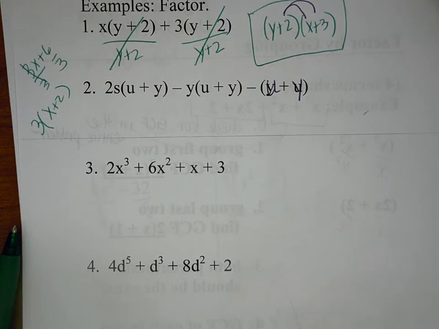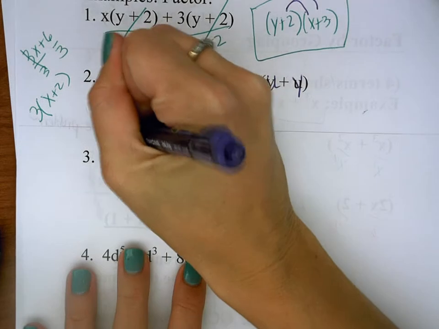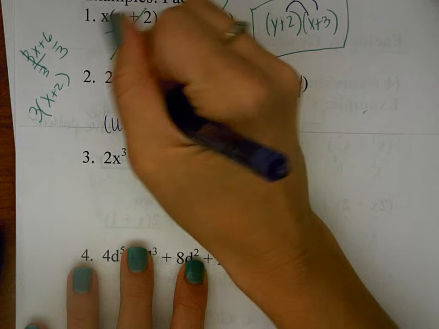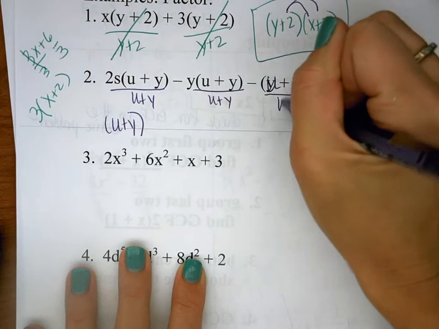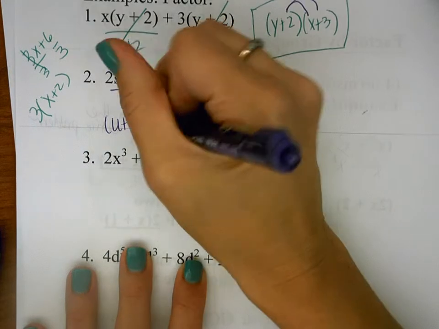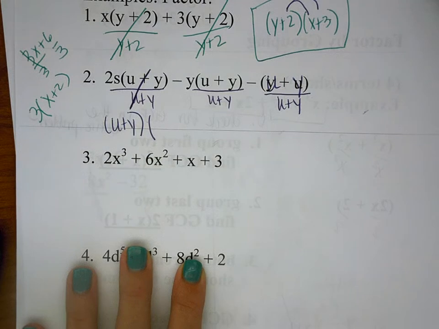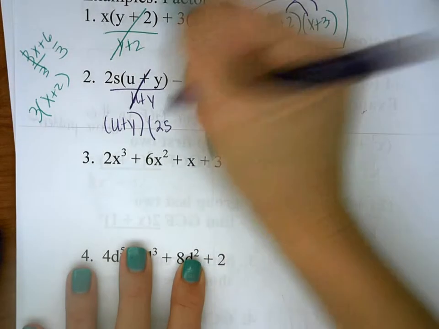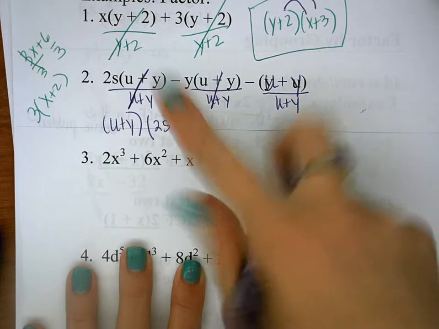So, what is my GCF for this problem? U plus y. Good. So, I'm going to take out a u plus y because that's my GCF. We write that in front, and I'm dividing each of these terms by u plus y. Okay? So I make my second parenthesis. Here the u plus y's cancel out, and what is left? 2s. Okay, I go to my next term. The u plus y's cancel out, and I'm left with what? Minus y. Good.